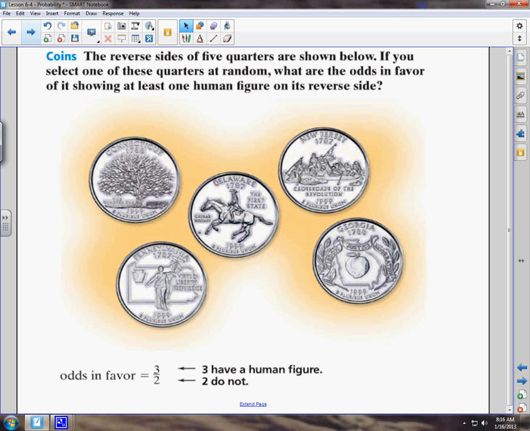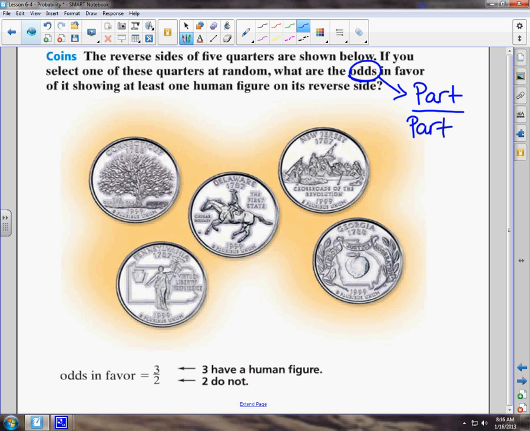Okay, so the reverse sides of 5 quarters are shown below. If you select one of these quarters at random, what are the odds in favor of it showing at least one human figure? Okay, so odds means I want part to part. Part over part. And they want in favor of it showing at least one human figure. So what that means is I'm going to take all the quarters with human figures on the front of it divided by the ones with no human figure. It's not going to be out of 5 because I don't do it out of the whole. That would be probability. Odds is like 3 to 2 or 2 to 3.